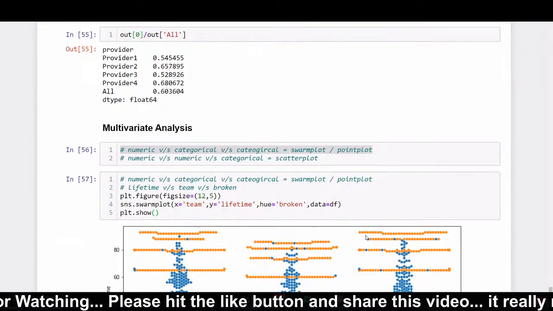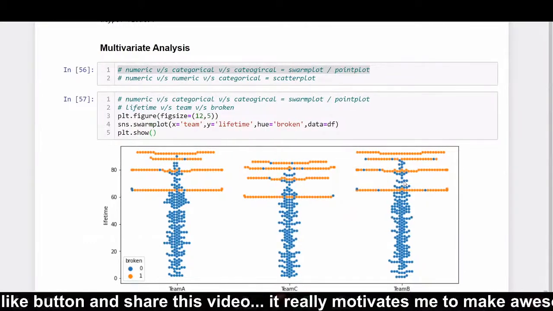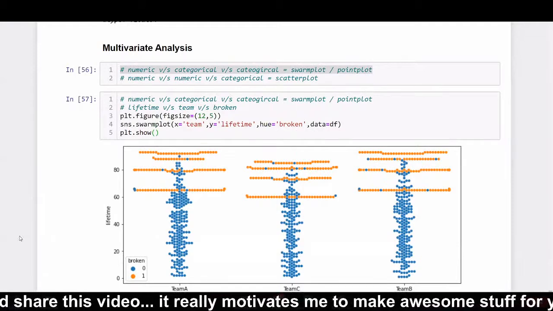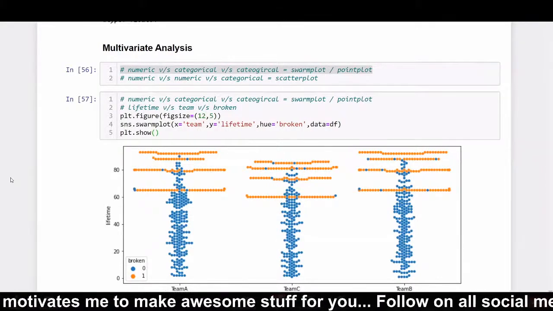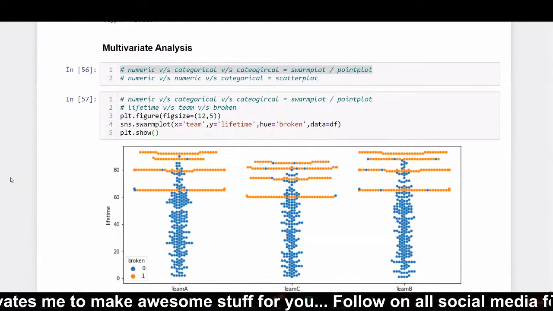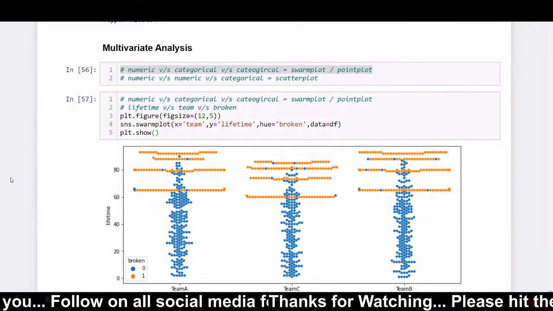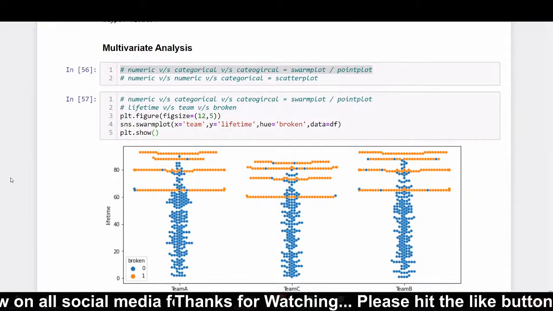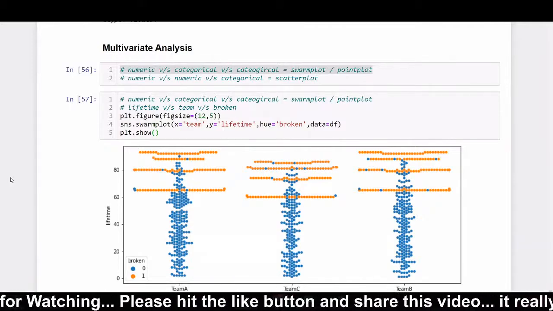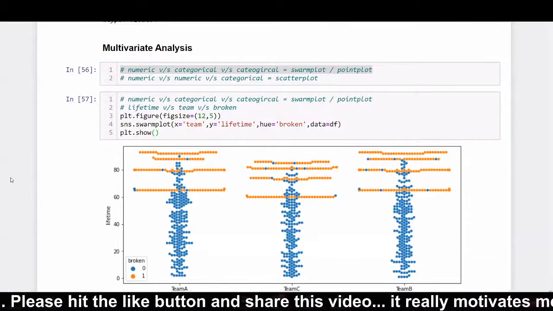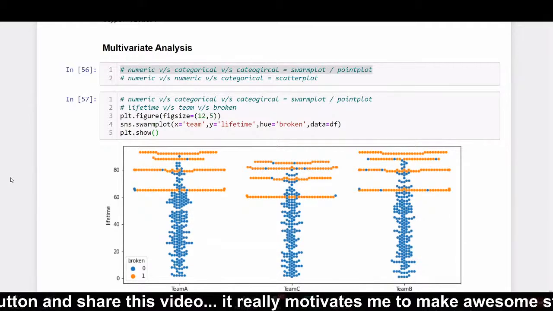So now we have here drawn the plot of the graph. So x-axis shows simply team A, team B, team C, and y-axis shows lifetime. Now this is the swarm plot. So every dot here is a machine. So there are a total of 1,000 dots here. So x-axis is a team, y-axis is lifetime, and U is simply, the meaning of U is color. So color is like broken. So broken is represented by 2 categories represented by 2 colors, 0 and 1, which is 0 for blue and 1 for red.